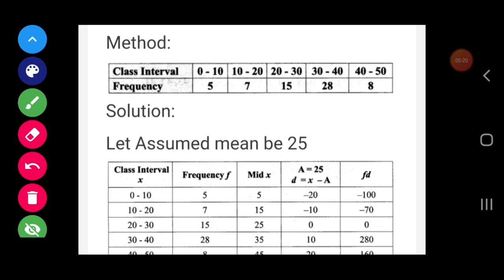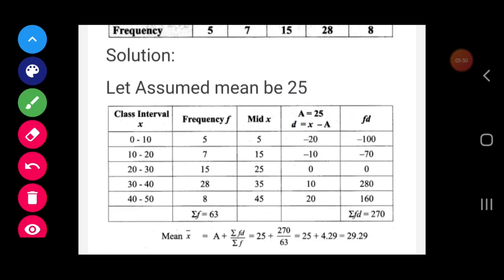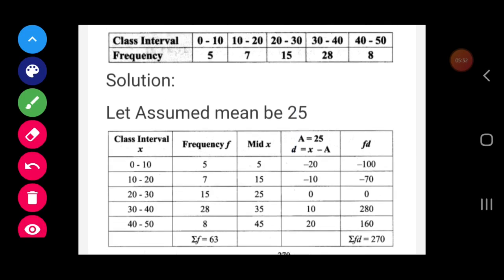So we can proceed to the next step. First we have to write the class interval and then the frequency. Next we write the middle value x. Afterwards we choose the assumed value, then find the d value using the assumed value. Let us see that. First the class intervals: 0 to 10, 10 to 20, 20 to 30, 30 to 40, 40 to 50, with their frequencies.